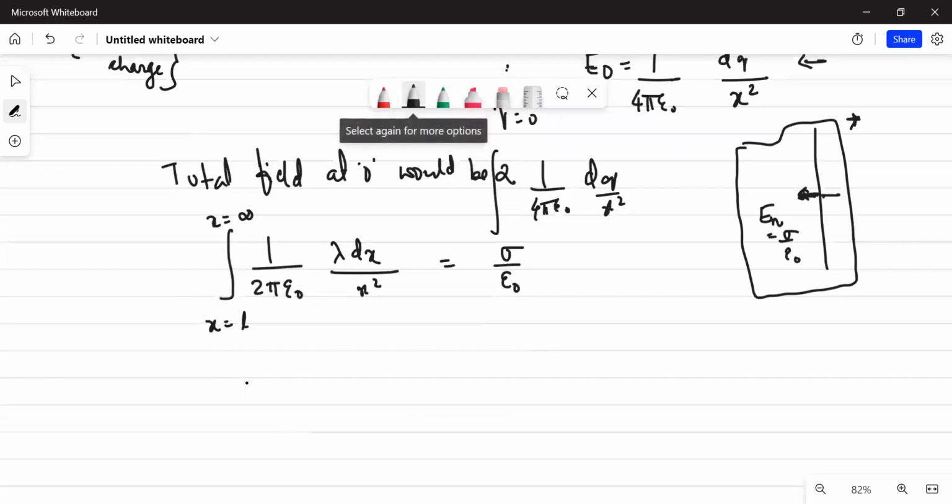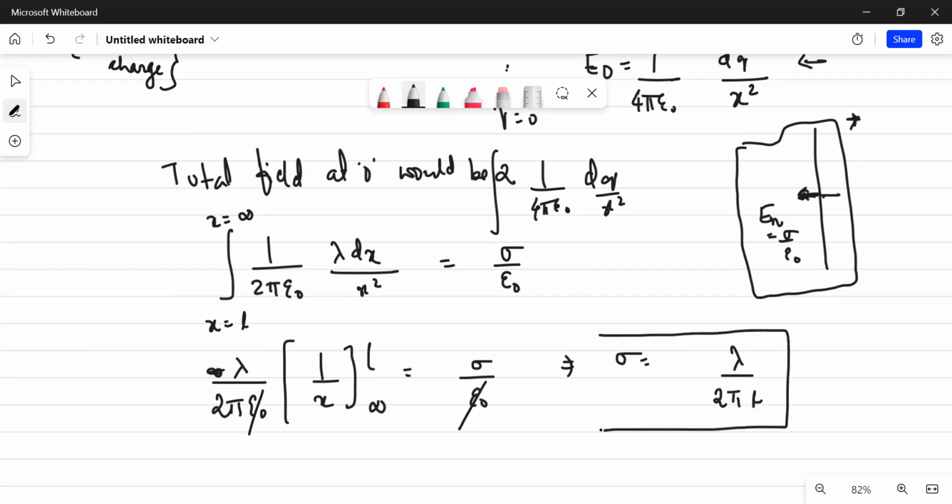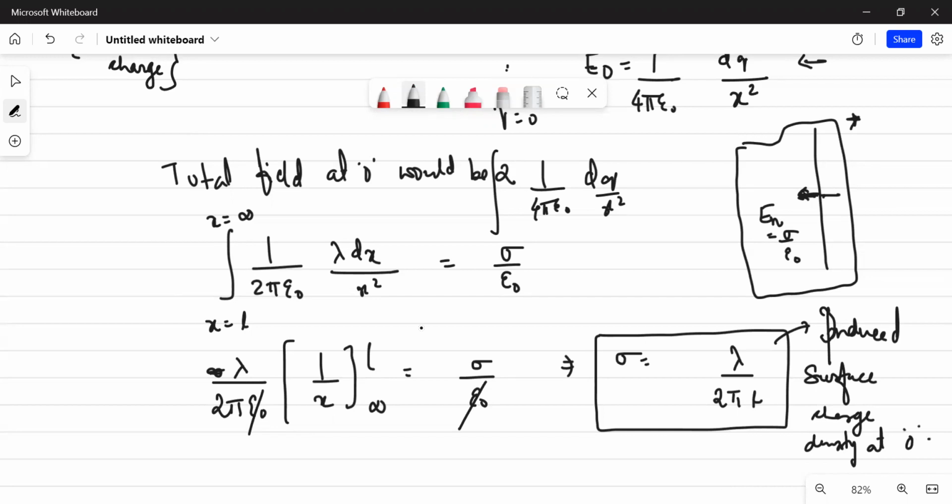So let us write it in a better way. This will be minus lambda upon 2 pi epsilon naught, and this is 1 upon x, with limits L to infinity, equal to sigma upon epsilon. Epsilon gets cancelled. So what is sigma? You will get simply lambda upon 2 pi L. So this is the surface charge density which would be induced at point O. I'll write: induced surface charge density at O.